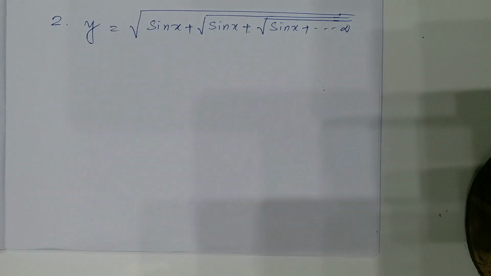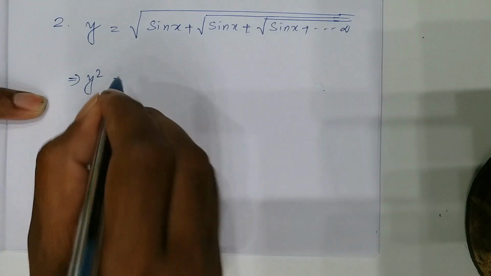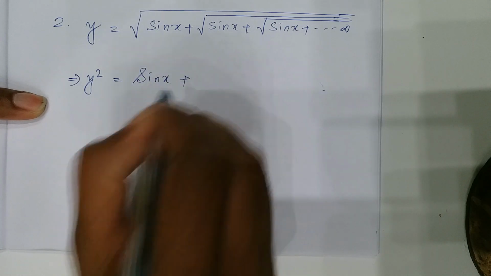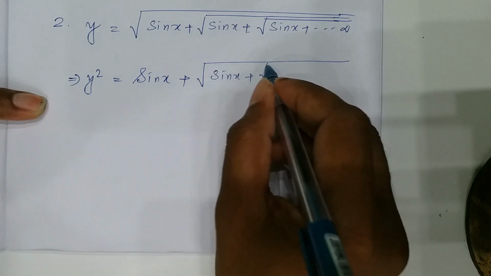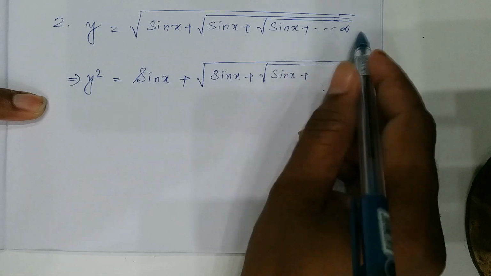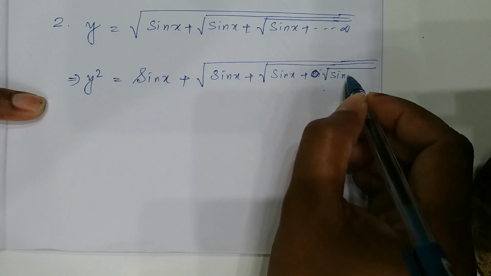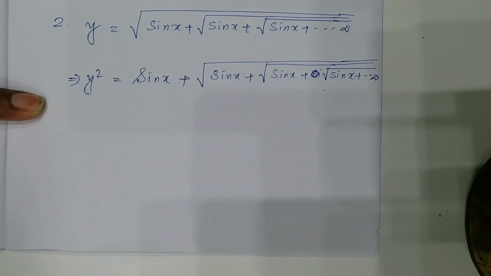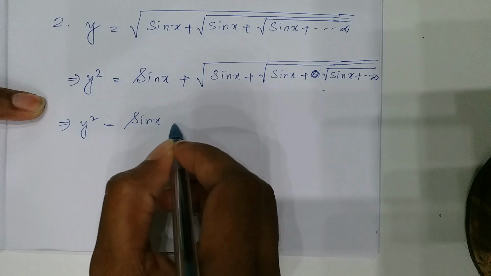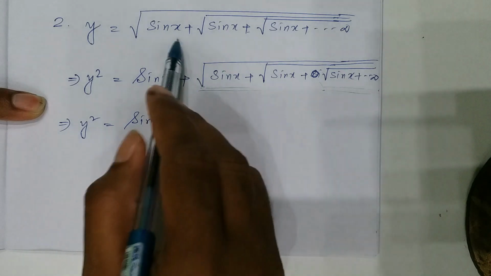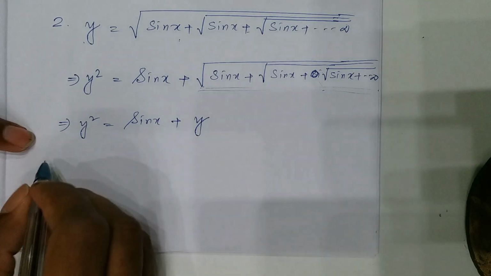So in the similar manner as you have done in the previous problem, you square it, so y square is equal to sine of x plus root over of this sine x plus again root over of sine x plus, since it is up to infinity, so you may write another root over sine x and plus so on up to infinity. So that implies y square is equal to sine x plus, now this total term can be replaced by y, so you can write y here. Now this is an implicit function, and so you can differentiate.